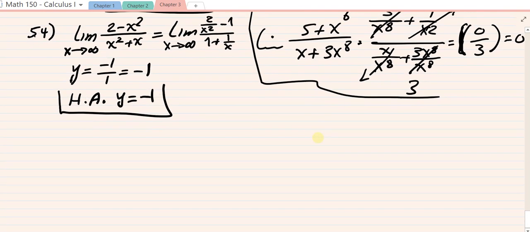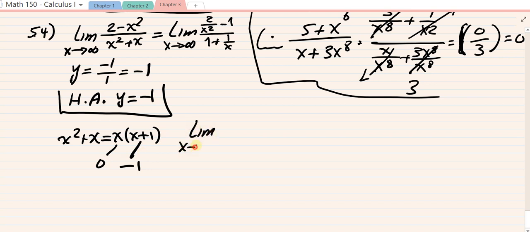Now for the vertical asymptote, we have to find the values where the denominator is undefined. Okay, division by 0. So in other words, if I look at x squared plus x and factor it, you get x times x plus 1. Two numbers make this 0, right? So x equals 0 and x equals -1. Therefore, I'm going to do this.